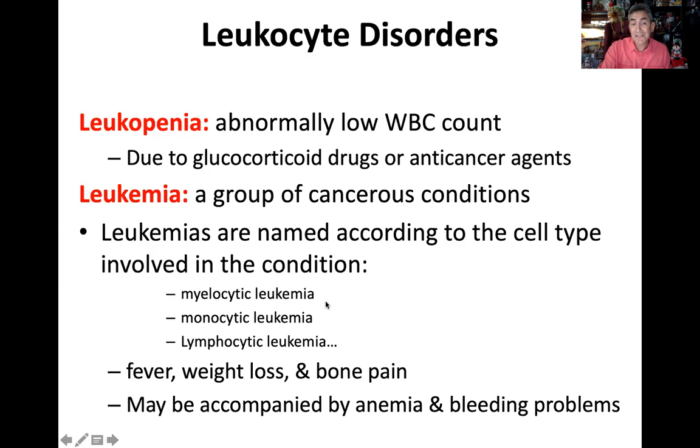Now, there's about 70 types of leukemias. There's a bunch, right? And some are worse, some are, I'm not going to say better, but they're not as severe. So we're going to name them based on the type of cell that has become abnormal, right? So monocytic leukemia, lymphocytic leukemia.